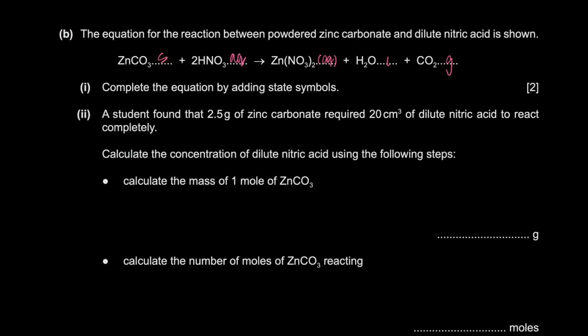A student found that 2.5 grams of zinc carbonate required 20 centimeter cube of dilute nitric acid to react completely. Calculate the concentration of nitric acid. Well, calculate the mass of 1 mole of zinc carbonate. They're essentially asking us for the Mr, which I think is just 125. It's an easy calculation, so I'm doing it off screen. 125. Moving on with our lives.